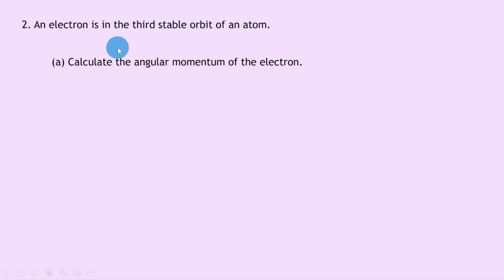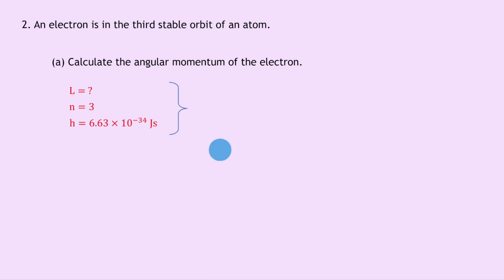Question 2 says an electron is in the third stable orbit of an atom. Part A says to calculate the angular momentum of the electron. So writing down what we know from the question, we're trying to find the angular momentum L. We know the principal quantum number n is 3 because it's in the third stable orbit. h, Planck's constant, is 6.63 times 10 to the minus 34 joule-seconds.